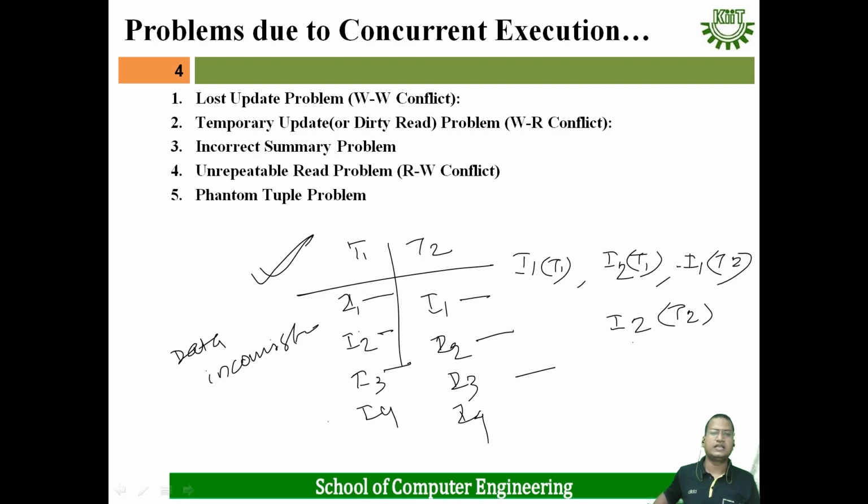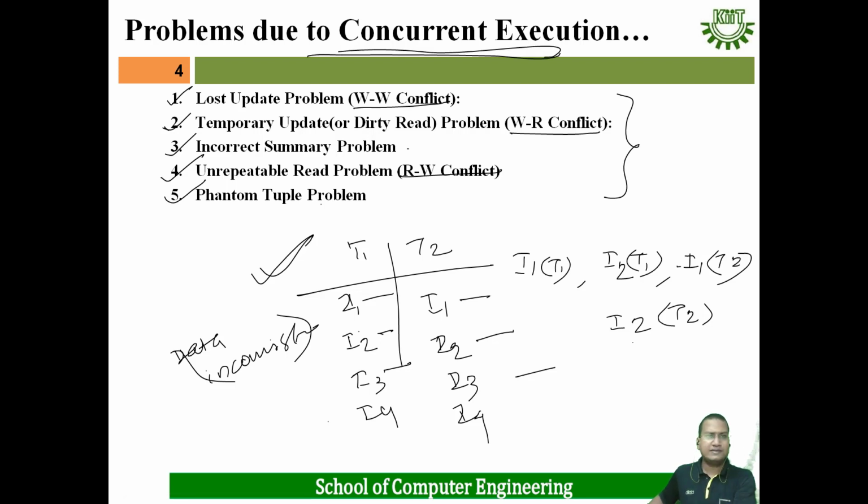Okay, that we will see here. There are several kinds of problems that generally arise due to concurrent execution of transactions. These are the five basic problems. First one is the lost update problem, otherwise known as a write-write conflict. I will tell you in detail later on. Then the temporary update or dirty read problem, otherwise known as a write-read conflict. Okay. Then the incorrect summary problem we will see. Then the unrepeatable read problem, or read-write conflict, we will see. Then the phantom tuple problem. These are the five basic problems which generally arise due to concurrent execution of transactions.